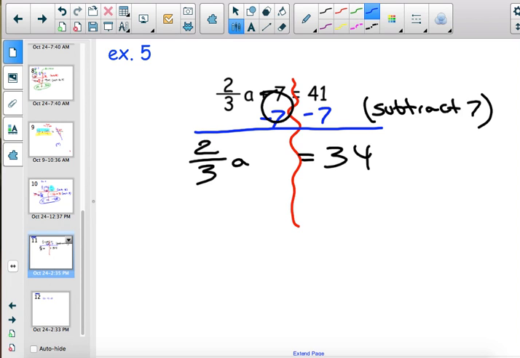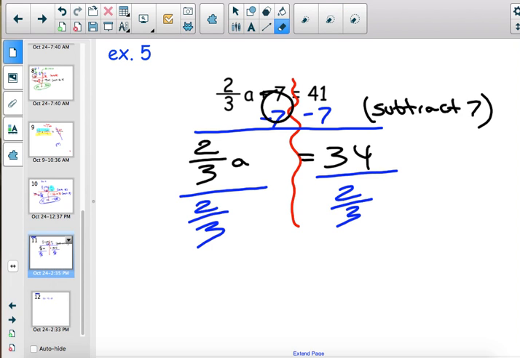Ella said divide by 2/3. Is she going to get the right answer if she does this? Yes. Did I show this in this class or no? Did we talk about this or no? Hold on. I'm gonna do this twice.